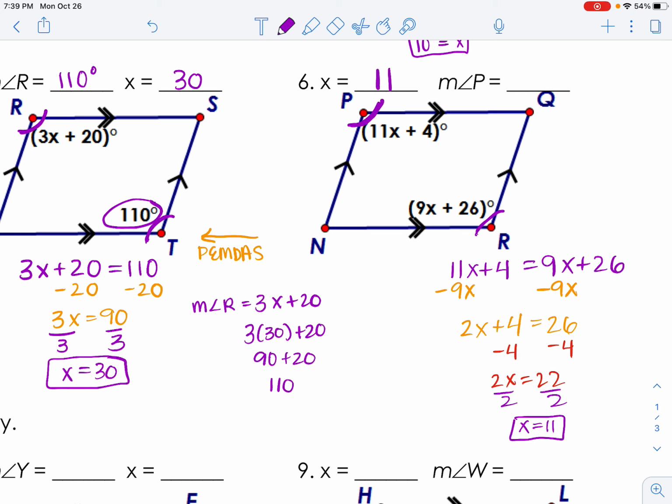Now that I've found x, I want to find the measure of angle P. So the measure of angle P we know is represented by the expression 11x plus 4. Now I'm going to plug in 11 for x because that's what we just found. So 11 times 11 plus 4. 11 times 11 is 121 plus 4 is 125. So the measure of angle P is 125 degrees.